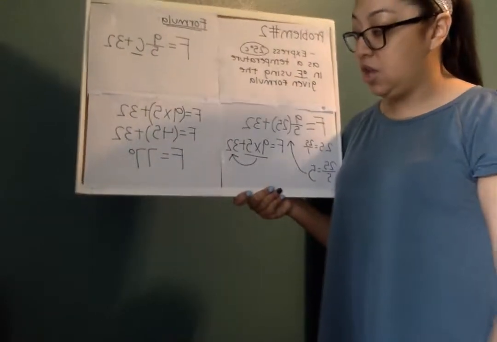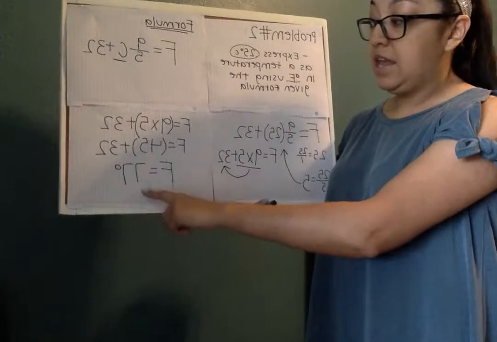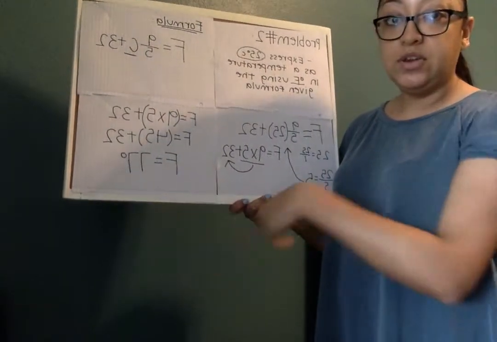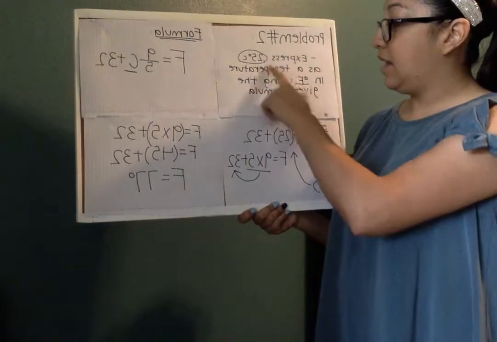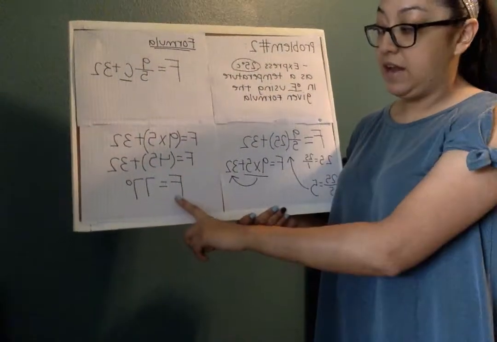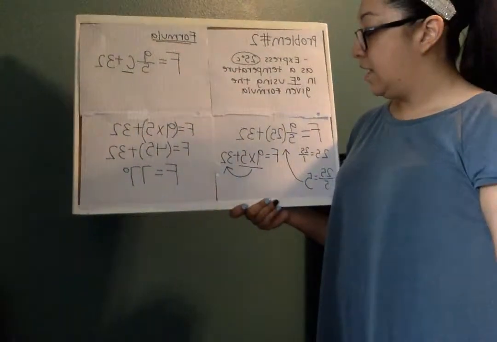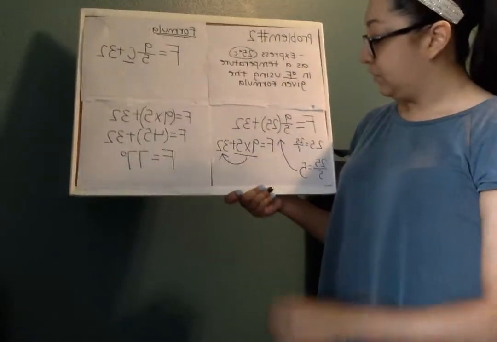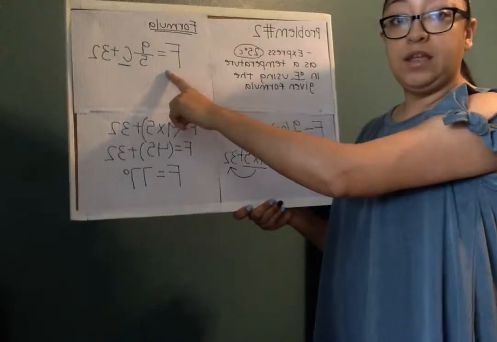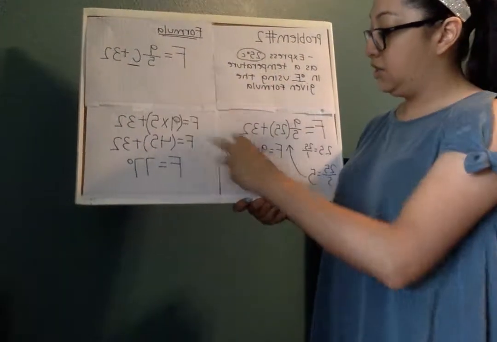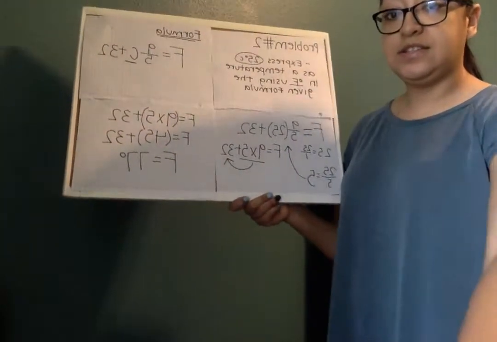and it will equal 77 degrees. So we have now converted 25 degrees Celsius into 77 degrees Fahrenheit. We know that that equals this in Fahrenheit: F equals 77 degrees Fahrenheit. So now we understand that this formula brings us to this answer, 77 degrees Fahrenheit.